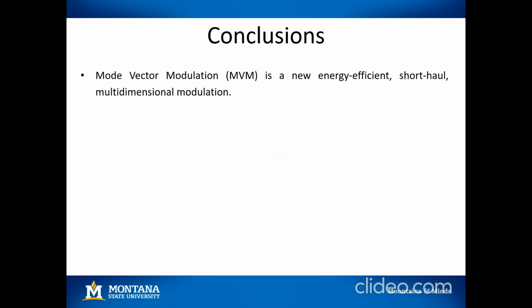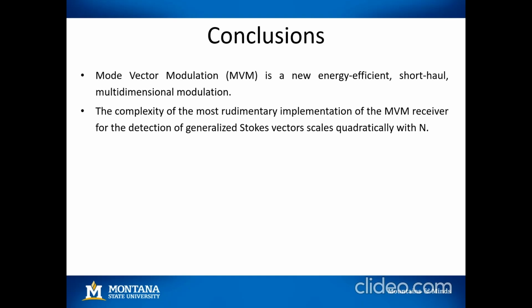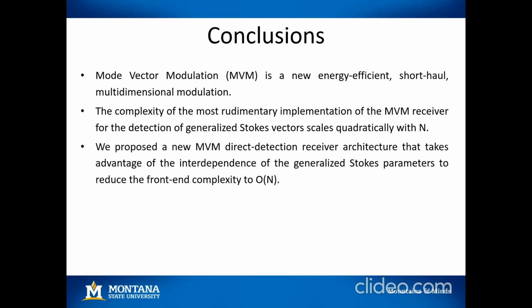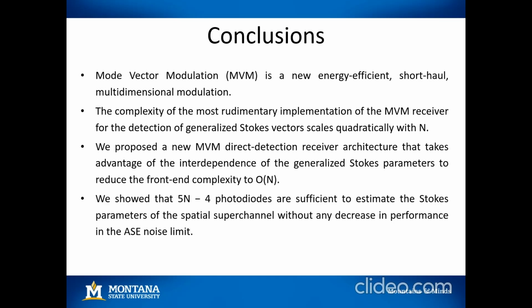In conclusion, my group has proposed recently a new modulation format that is intended for short-haul applications, and it is energy efficient because it uses multiple spatial dimensions. The complexity of the most rudimentary receiver for this modulation format, however, scales quadratically with the number of degrees of freedom. In this presentation, I showed you an improved receiver design with front-end complexity that scales only linearly with the number of degrees of freedom, and I proved that this decrease in complexity does not result in any decrease in performance, at least in the case of the ASE noise limit.